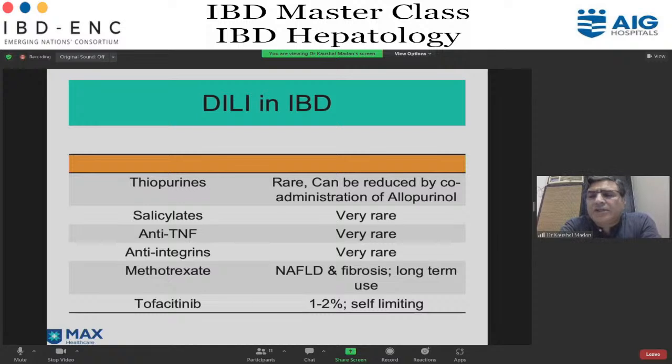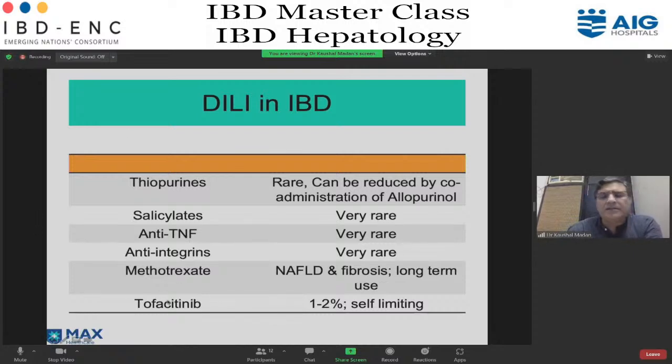The liver injury with the use of salicylates, anti-TNF-alpha, anti-integrins are very rare. I'll come to that. I'll show you some studies also. With methotrexate, with long-term use, it leads to fatty liver disease, or even direct patients who are exposed to methotrexate on higher doses for longer duration, it may lead to fibrosis. And it has been shown that this also happens in those patients who have metabolic syndrome, possibly suggesting that it is the underlying NAFLD which is driving it rather than methotrexate.